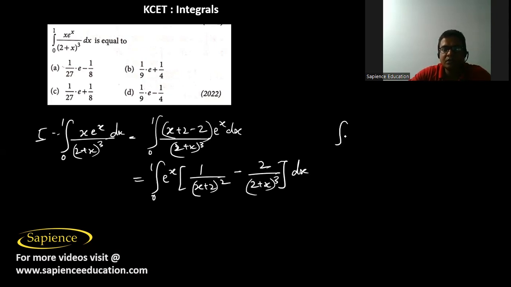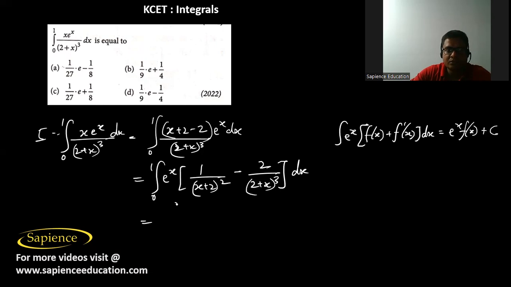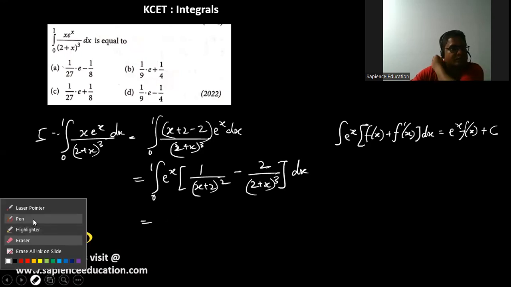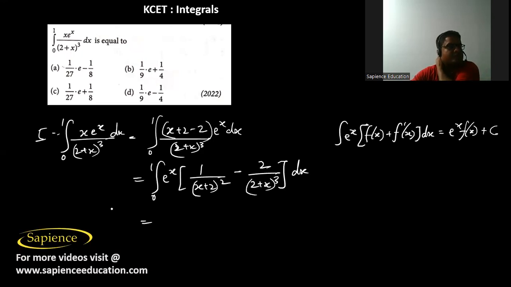So as we know, integral e power x into f of x plus f dash x dx is equal to e power x into f of x plus c. So this will be also integral 0 to 1. Okay. So the value of this integral will be e power x into 1 by x plus 2 whole square, and that will go from 0 to 1.